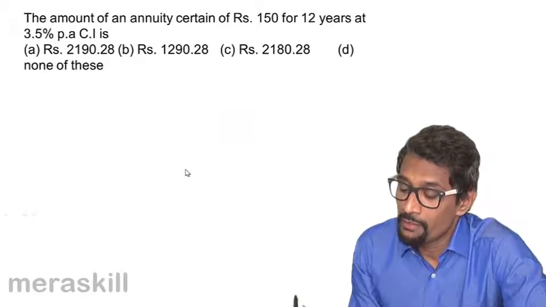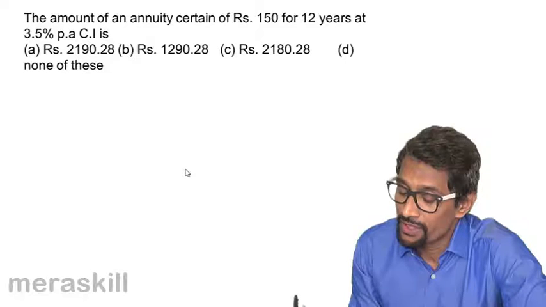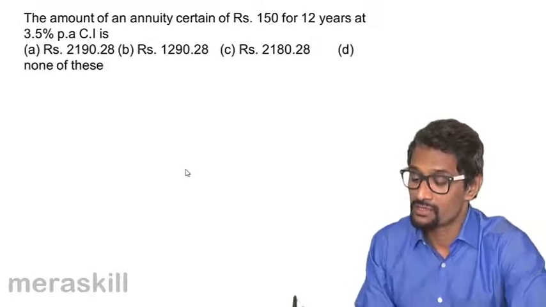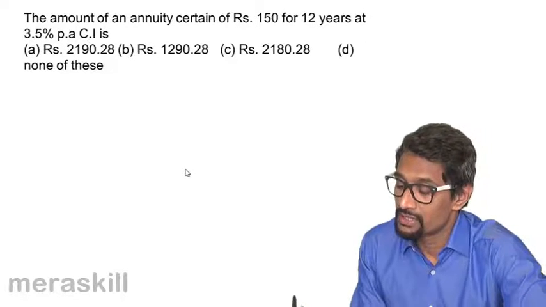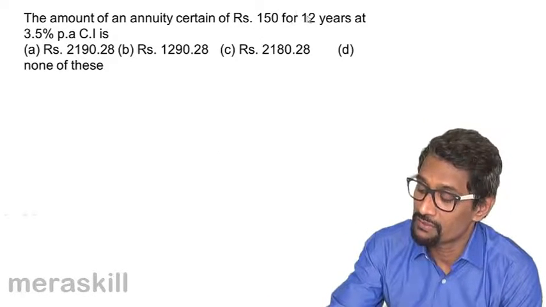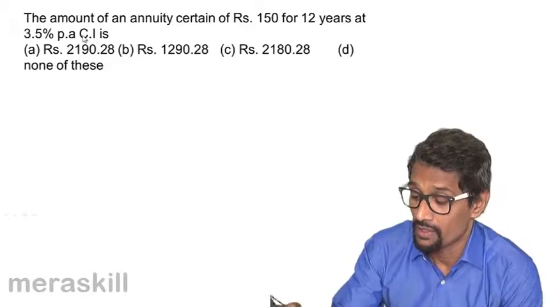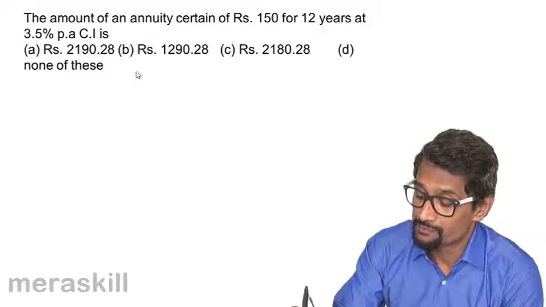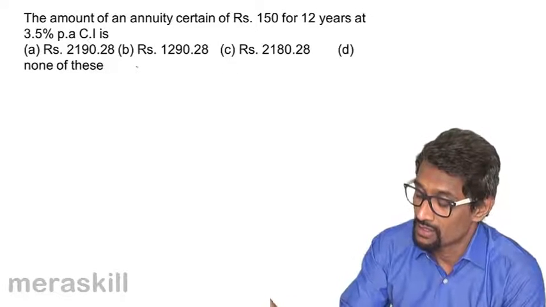Furthermore, the amount of an annuity certain of rupees 150 for 12 years at 3.5% per annum compound interest is so and so. That means you are depositing 150 rupees every year. So after 12 years at this rate, what will it turn out to be? So obviously, let's see what it will turn out to be.